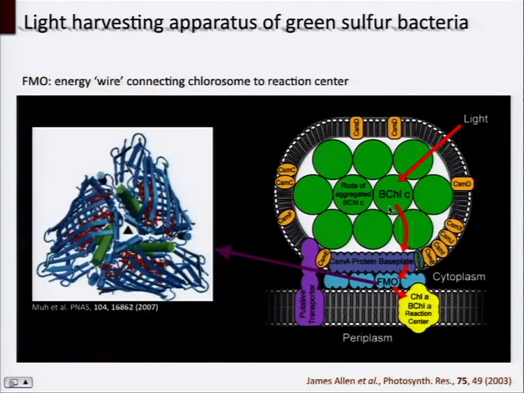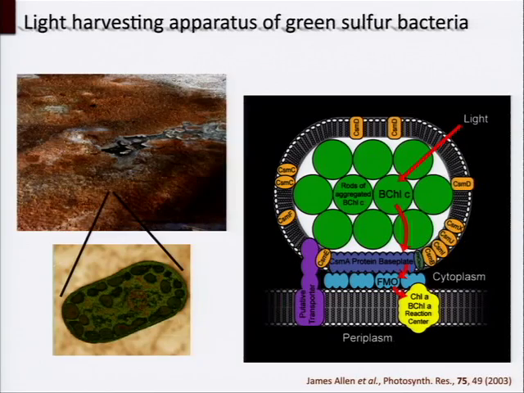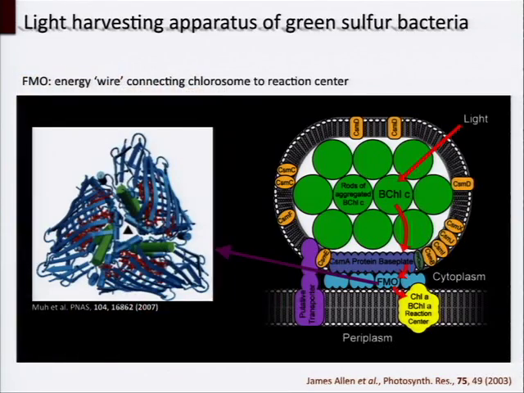So in this migration of excitation energy, right in the middle is this thing called the FMO complex. It's essentially a wire that channels the energy from the main antenna to the reaction center. I'm going to zoom in on that a little bit. It has this structure: a trimer of identical units that looks like this.